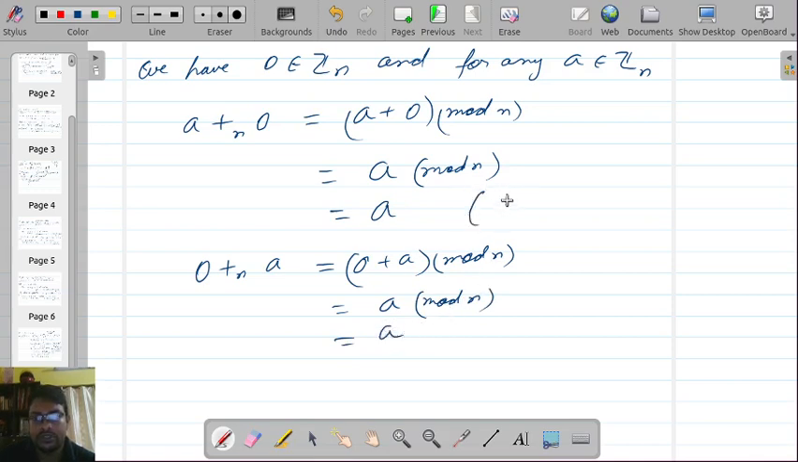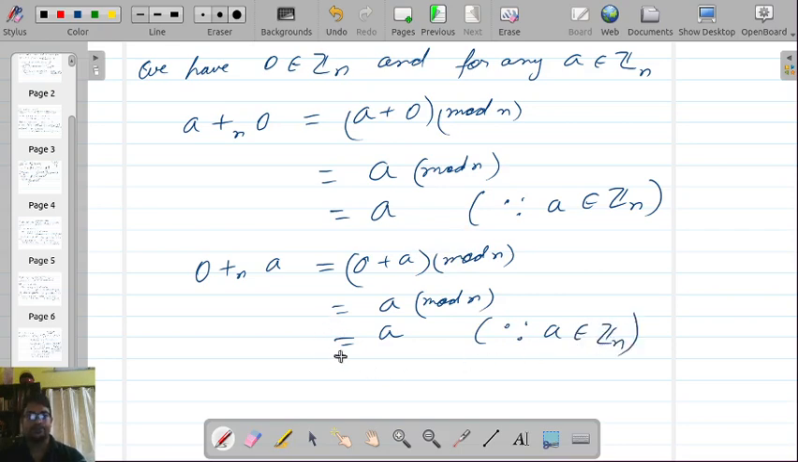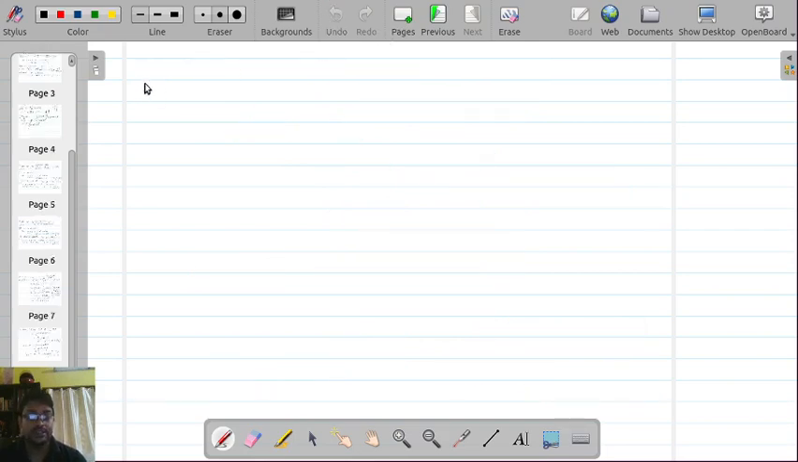Why is it the same as a? Since a belongs to Zn. Here also, since a is an element inside Zn. So 0 is the identity in Zn. We have got the identity element. What else is left in order to declare Zn as a group? That is the inverse. Every element should have an inverse.